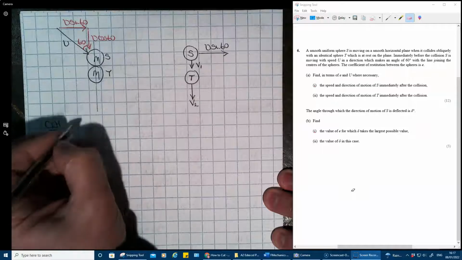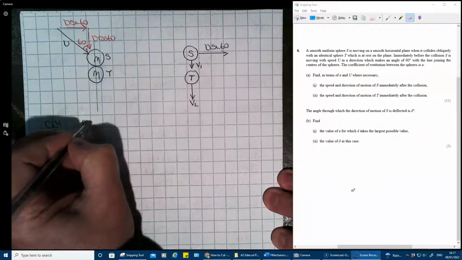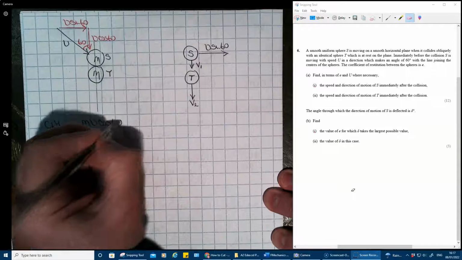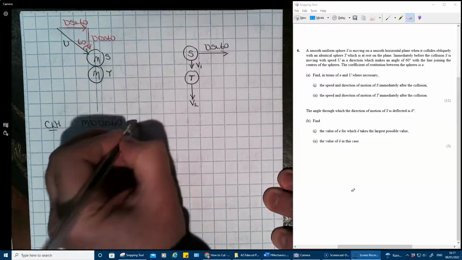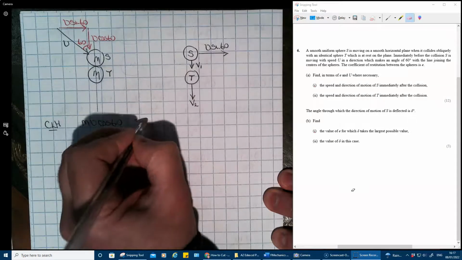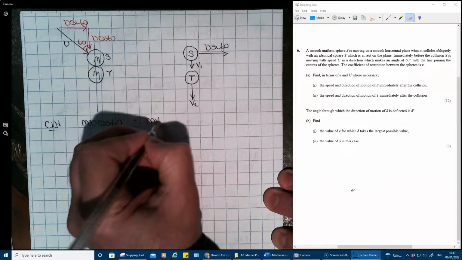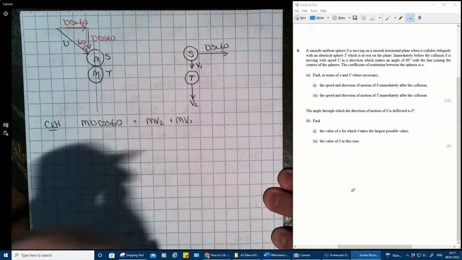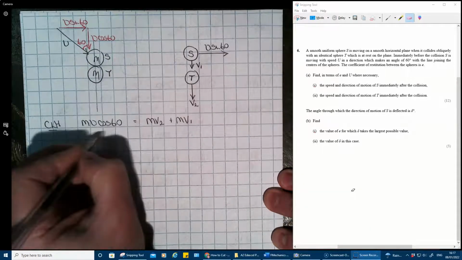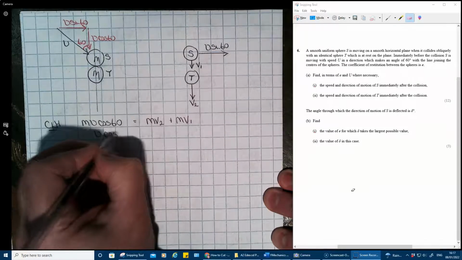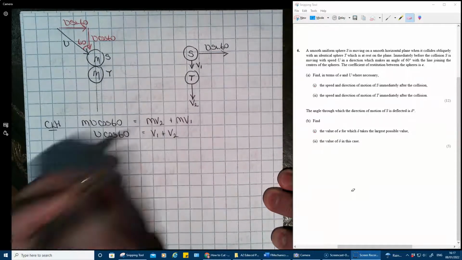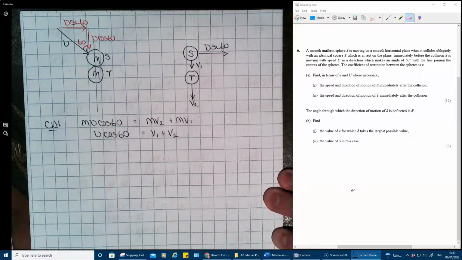So we're looking at m times u cos 60 is the momentum before, and momentum afterwards is m v2 plus m v1. So clearly we can get rid of the m, so u cos 60 is v1 plus v2. Cos 60 is obviously a half.